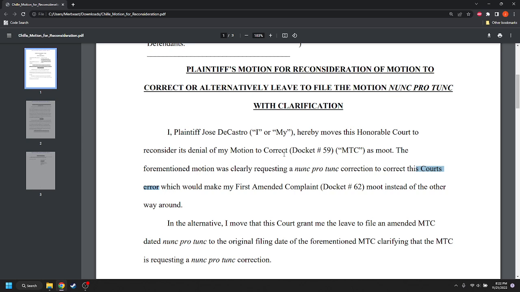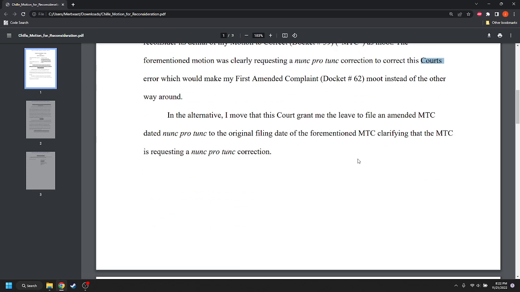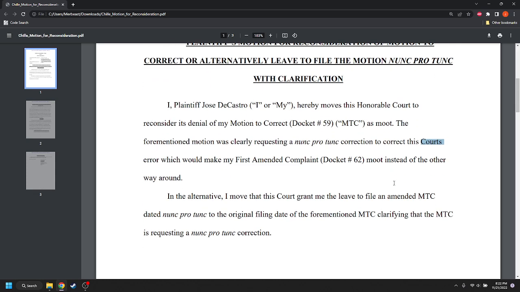So when he moves this honorable court, he's saying basically, I'm moving you, judge, to reconsider my motion. And when he says court's error, he's saying that the judge made the mistake. The judge made the mistake. Boy howdy. Not the most politic way of getting the court to do what you want. You could totally be an ass, and there's nothing preventing you from being an ass. It is your right as a plaintiff. But you might not get what you want.